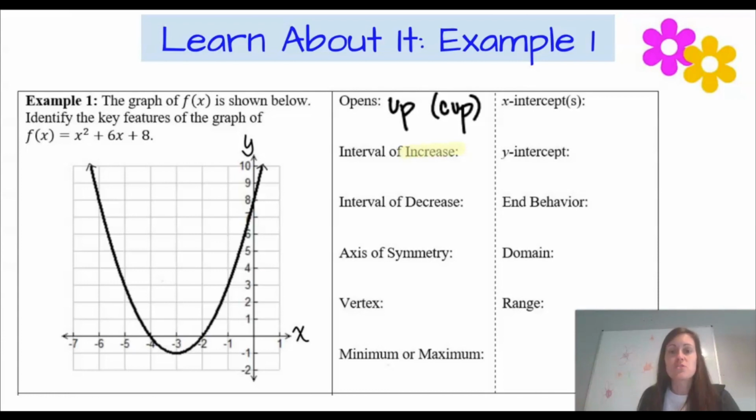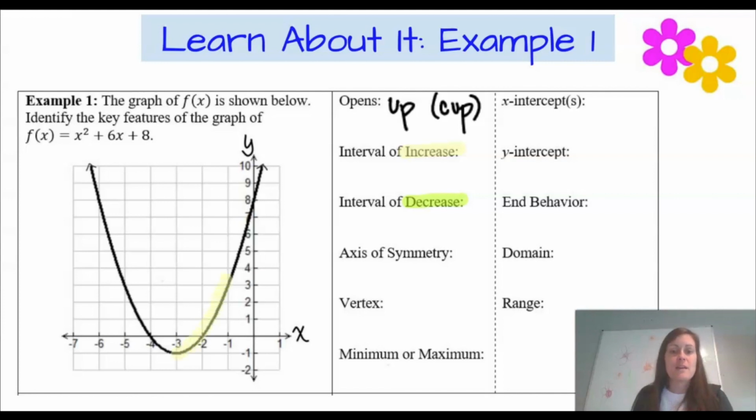There are two very important pieces of information that you have to remember when you're identifying or looking for an interval of increase or decrease. First, you have to remember that you always read the graph from left to right. Second, we are going to identify these intervals by using x values. So we'll begin by looking for the interval of increase. This is the place on the graph where the y values are going up or the y values are increasing.